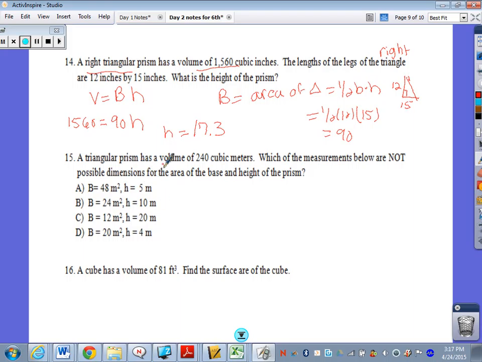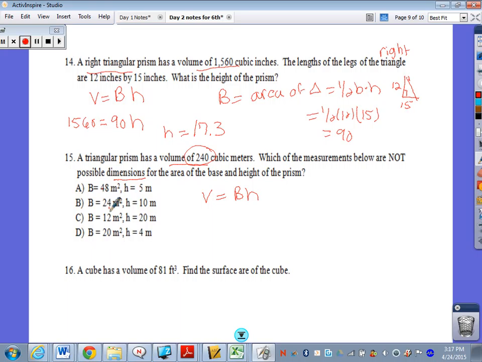So the second one says a triangular prism has a volume of 240. So again, a prism is big B times H. Which of the measurements below are not possible dimensions of the area of the base and the height? And they give you big B.